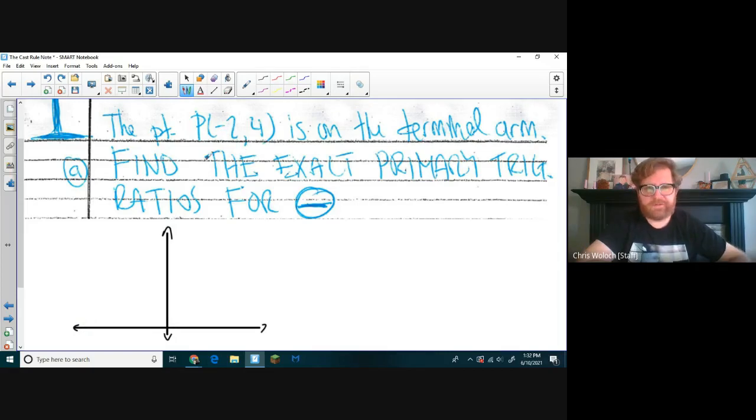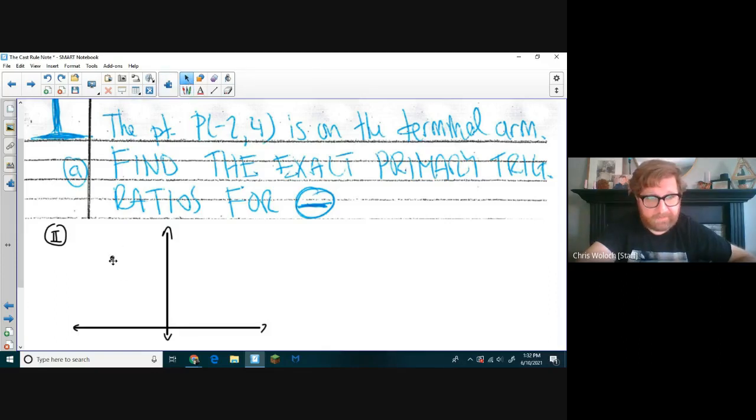Okay, so again, notice the point, the x value is negative, the y value is positive. So it's going to be in quadrant 2. All right. And again, I'm just going to label the point here. We're not measuring out to make sure that we have the point in the correct spot. You can if you want to, but it's not really necessary, right?